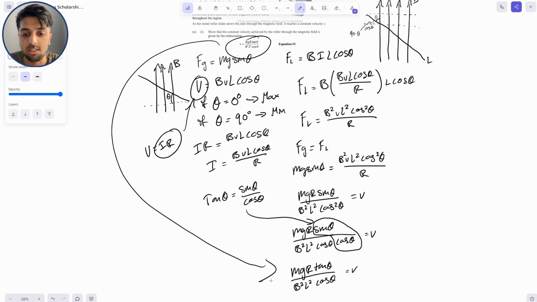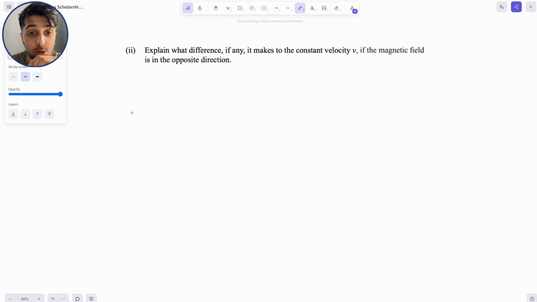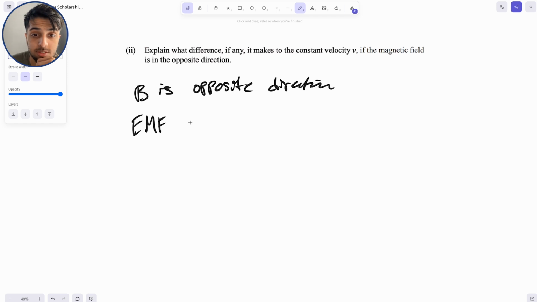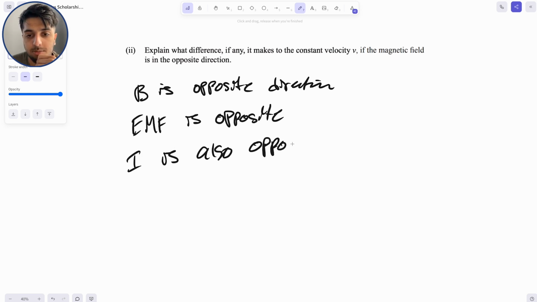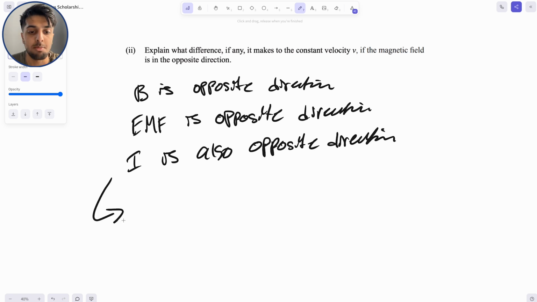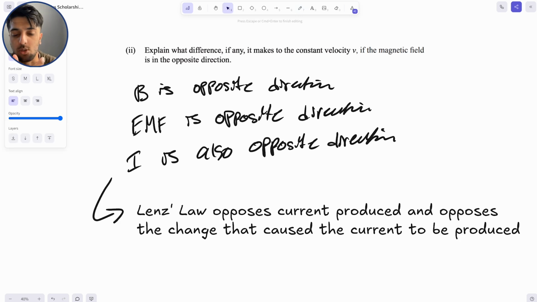This expression right here. So if the magnetic field is in an opposite direction, then obviously B is opposite in direction. Thus the induced EMF is opposite as well, and the current is also opposite. And when I say opposite, this is direction as well.